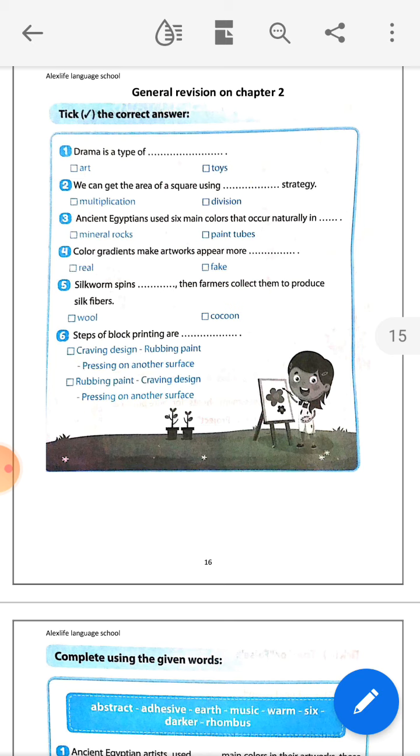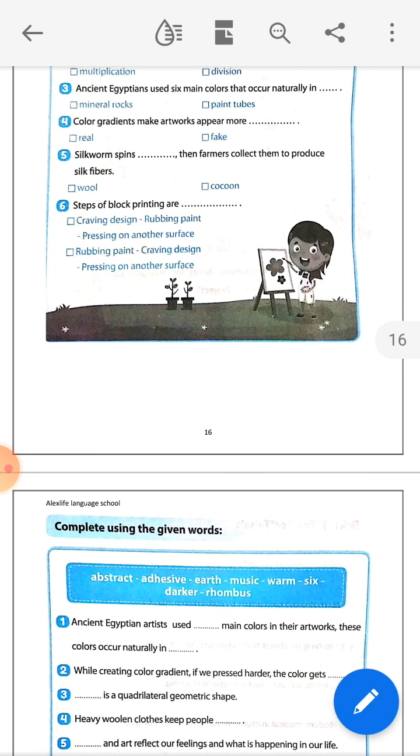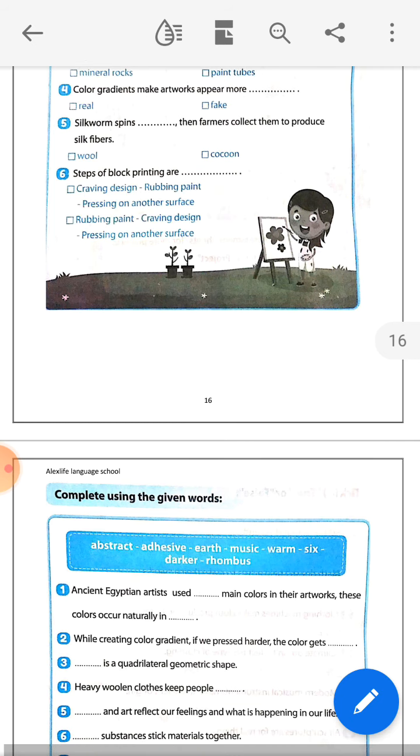Silkworm spins what? Then farmers collect them to produce silk fibers. Cocoons. In Arabic, شرنقة. Steps of block printing are: carving design, then rubbing paint, then pressing on another surface, or rubbing paint, carving design, pressing on another surface? The first one: carving design, rubbing paint, then pressing on another surface.